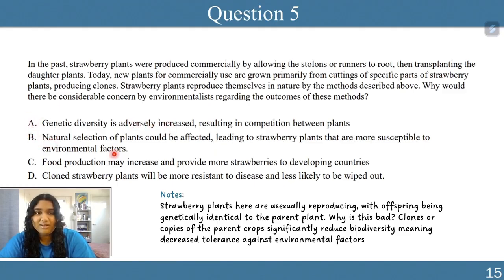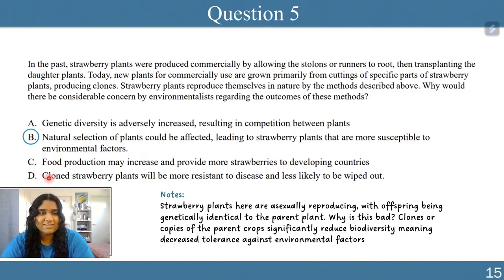B, natural selection of plants could be affected. This is true, leading to the strawberry plants being more susceptible to environmental factors. This is our correct answer. As for C and D, food production may increase and provide more strawberries to developing countries. That's not something that can be raising a concern. That's quite a good thing.